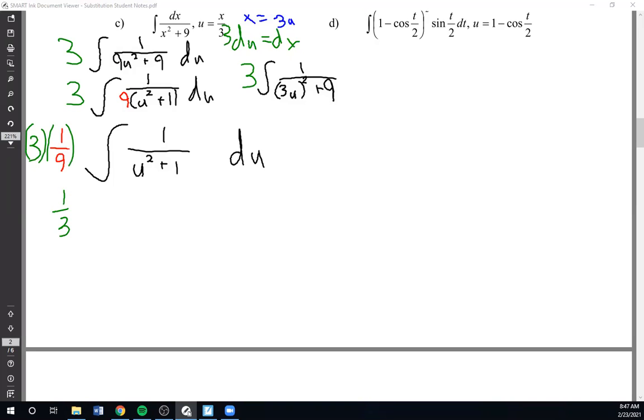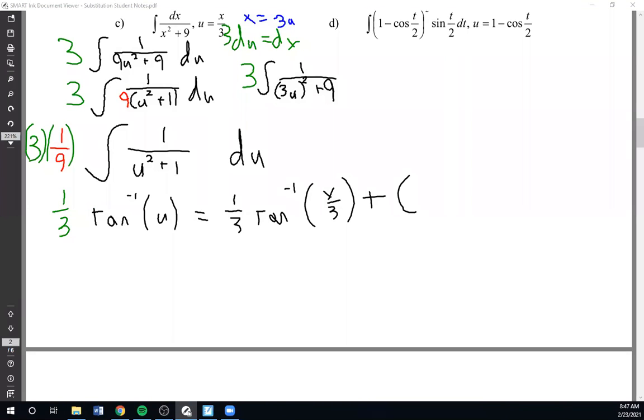And the antiderivative of this is just inverse tangent of u, which let's substitute back in. What was u? u was x over 3, plus c. So that was really different. That was a really kind of backwards way to do it.